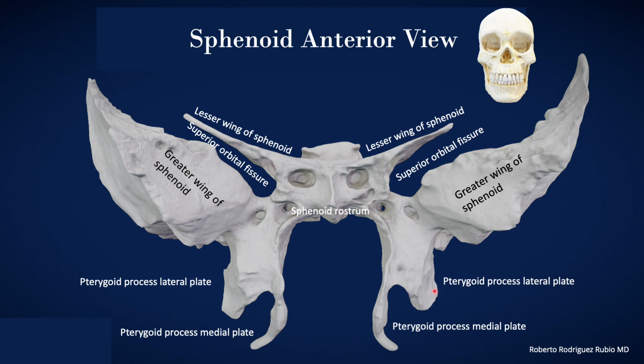Now you're going to have a lateral plate, so this is the pterygoid process, okay? That's a lateral plate. And here's the pterygoid process, the medial plate, which makes sense. This is closer to the midline, and this is farther away from the midline.